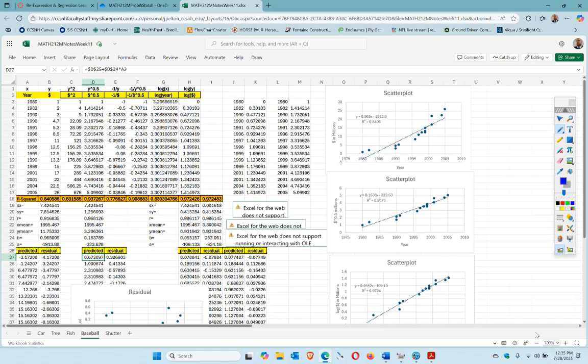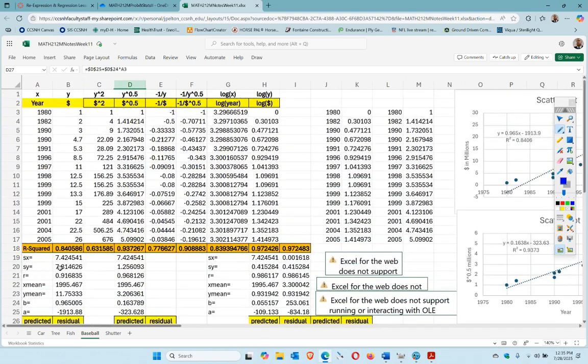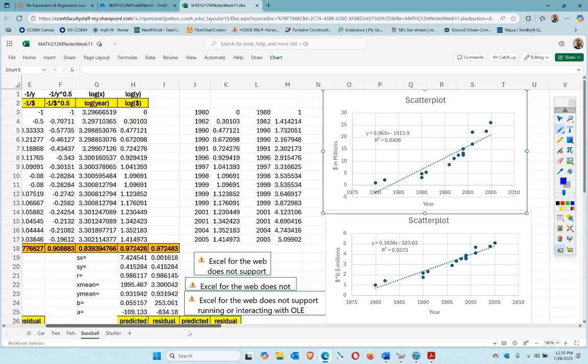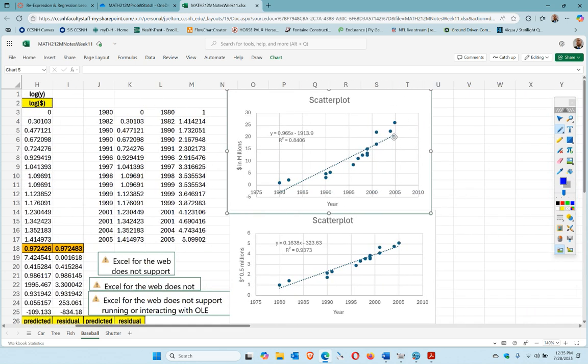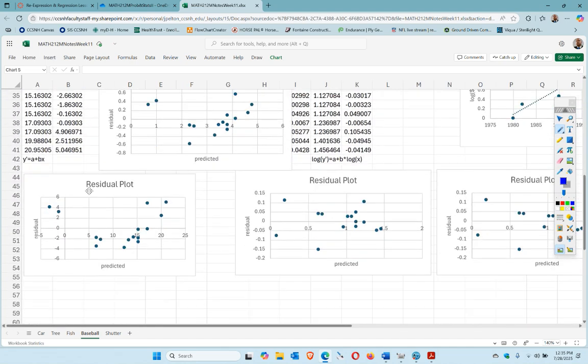So the baseball one has a good r-squared value. You're like, look at that. And I do a graph, right? So here's my graph over here. And it looks kind of linear, doesn't it? Then I do my residual plot. And what you notice is, ooh, I got a pattern here, don't I? Like a horseshoe. That means it's not linear, which means I should do a re-expression, right?